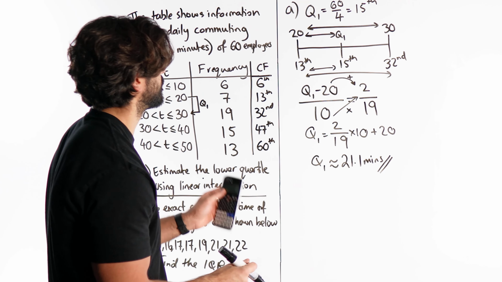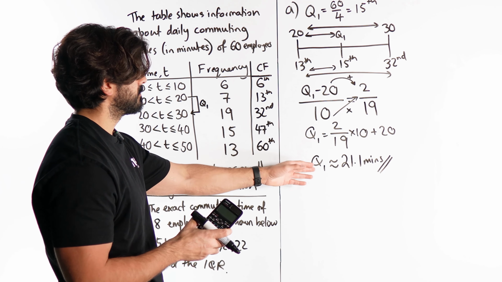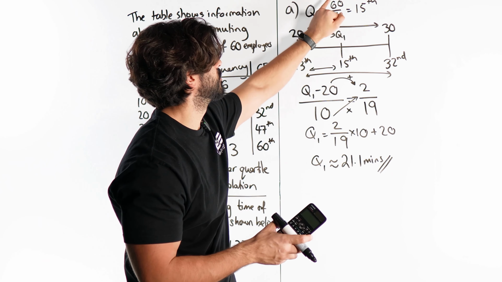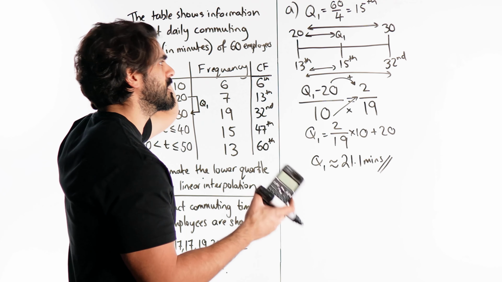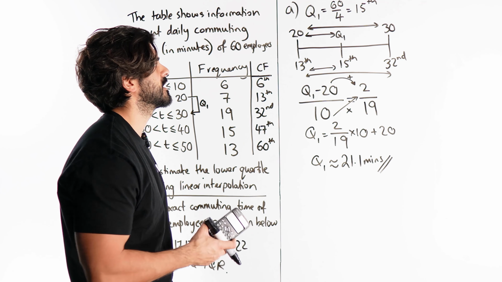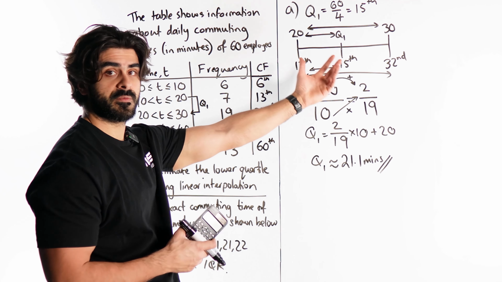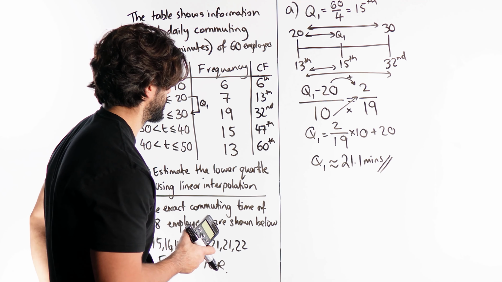So this is how you find Q1. Q3 would be 3/4. You would do this and then times by 3, because Q3, the upper quartile, is 75% of data. So that's how you do it for the quartiles here for continuous data.